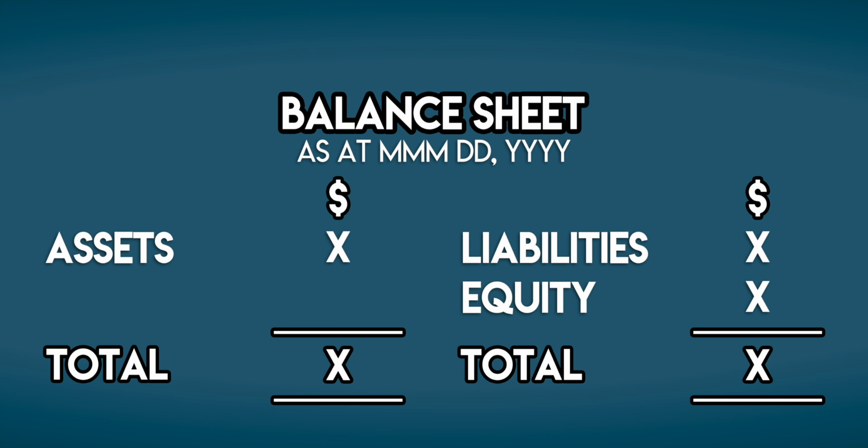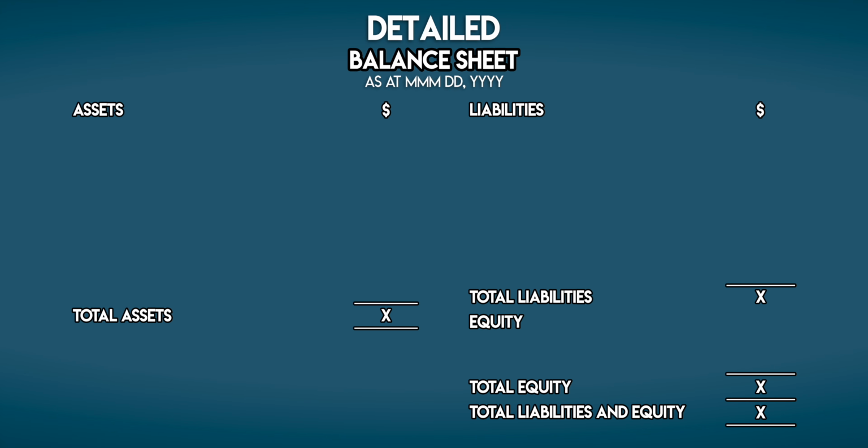When we take a snapshot of this accounting equation at a single point in time, we're looking at a balance sheet. We'll call this one the basic balance sheet, and as its name suggests, it's got to balance. That means that total assets must always equal total liabilities and equity. A detailed balance sheet would look something like this.